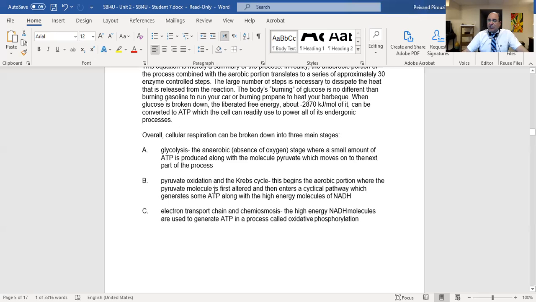Then pyruvate oxidation and the Krebs cycle. This begins the aerobic, so with oxygen, portion where the pyruvate molecule is first altered and then enters a cyclic pathway which generates some ATP along with the high energy molecules of NADH. Look, do not be impressed by these names. Overall, you have a mitochondrion.